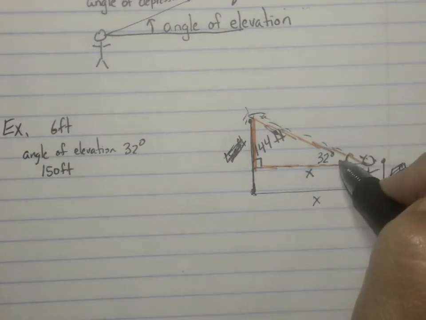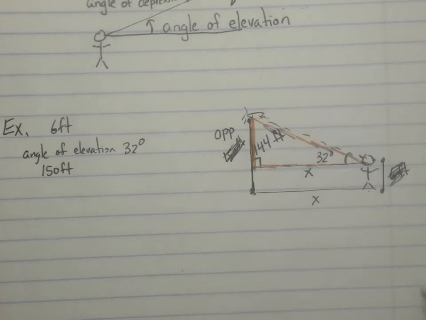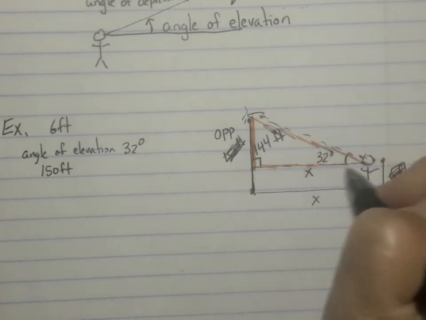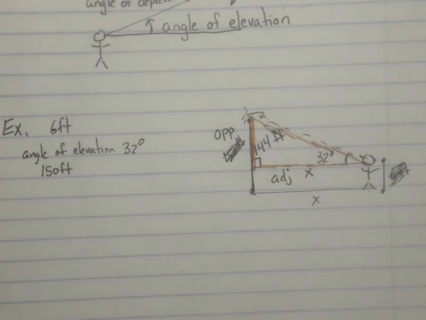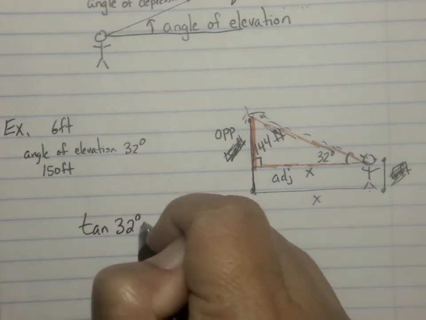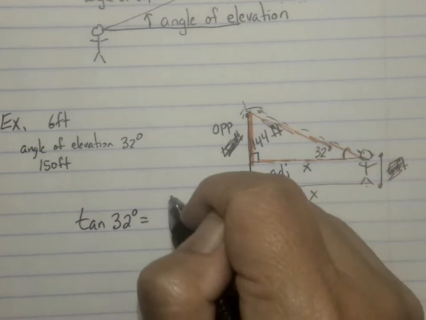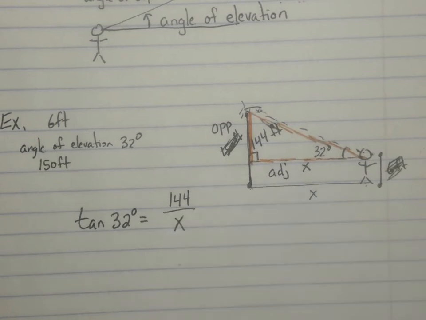So now I'm going to label my right triangle. Across from my 32 degrees, that's the opposite. Where the X is, that's the adjacent. So which trig function has opposite and adjacent? Tangent. So I'm going to put tangent of 32 degrees equals opposite 144 divided by X. That's how I'm going to set this one up.